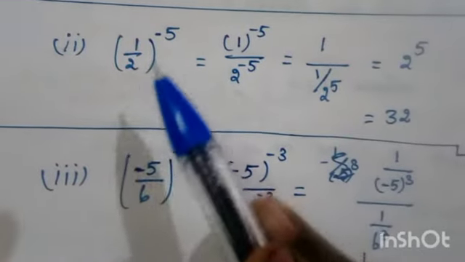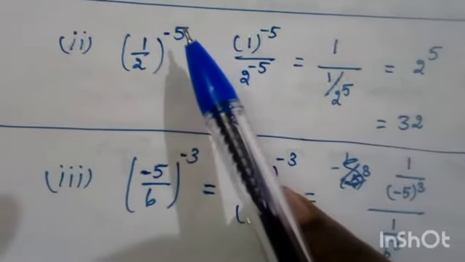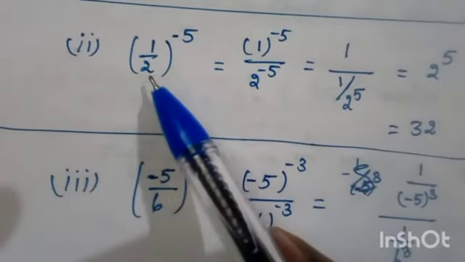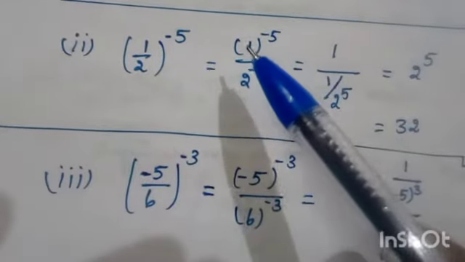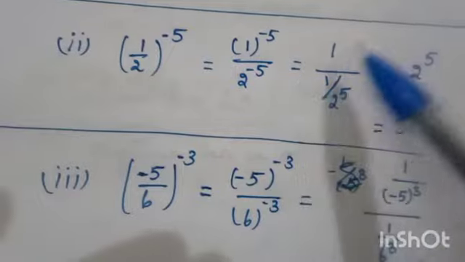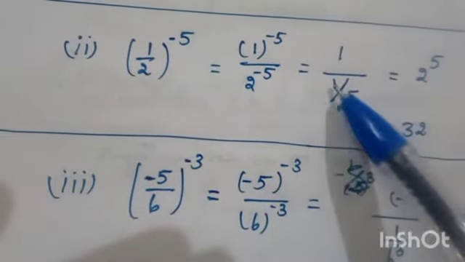Now second problem, (1/2) whole power minus 5. If we have a minus power, you have to listen very carefully. First you have to apply the formula (a/b) whole power m equals a power m by b power m. So that is equal to 1 power 5 by 2 power minus 5. That is equal to 1 by, for a power minus m formula, 1 by a power m.